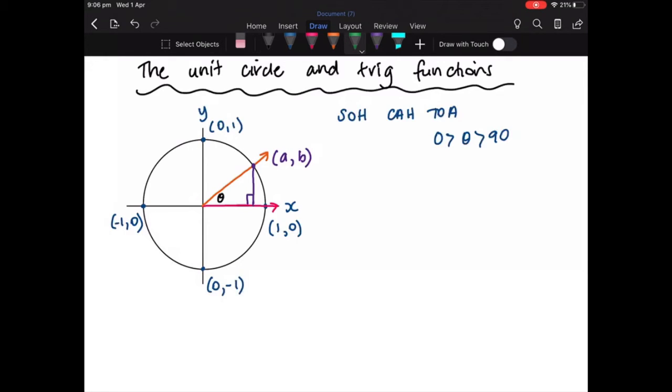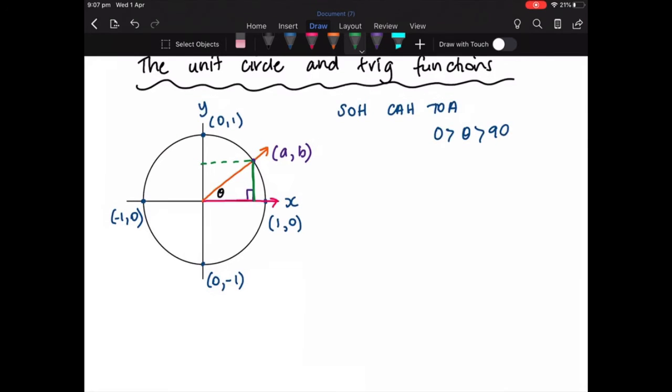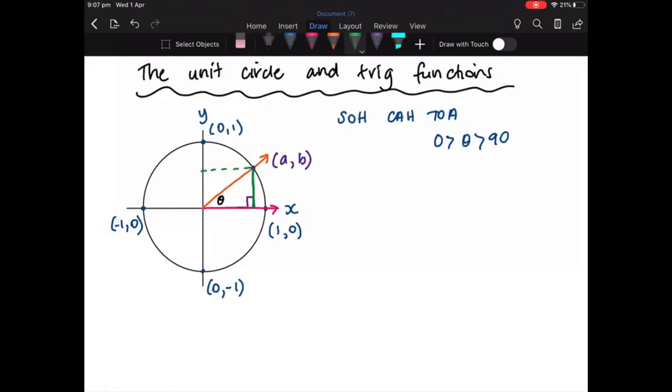A is our x-coordinate, B is our y-coordinate. If I want to get the length of this side here, I can see that it is the same length as where it intersects with the y-axis. So this side of the triangle is actually the same as our y-coordinate. We can call this B, which is our y-coordinate up here. The same can be said down here. If I look at the length of this side of the triangle, it's going to be the same as the x-coordinate up here, so that is going to be A.